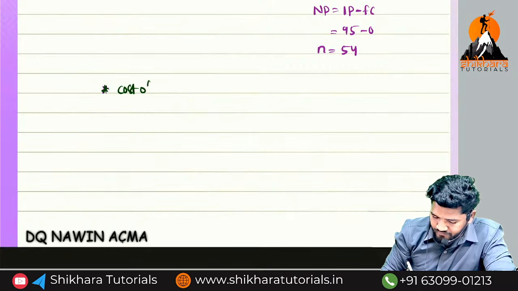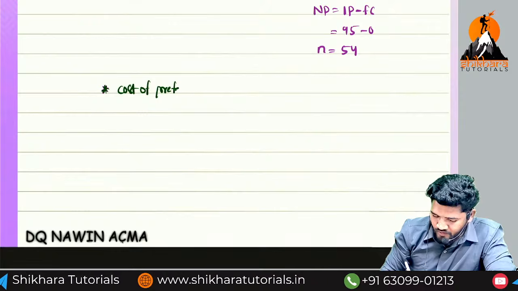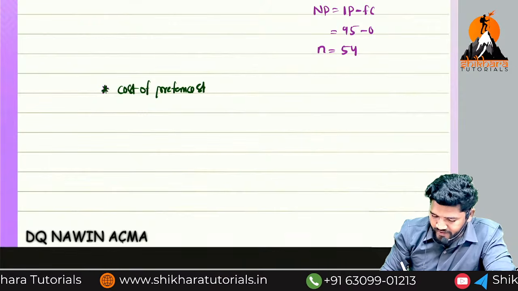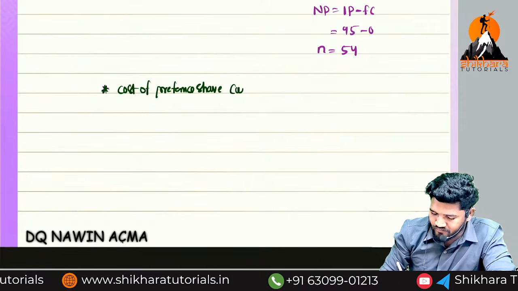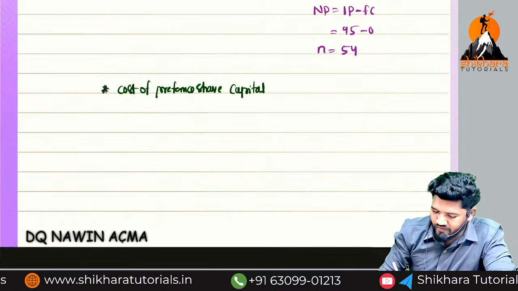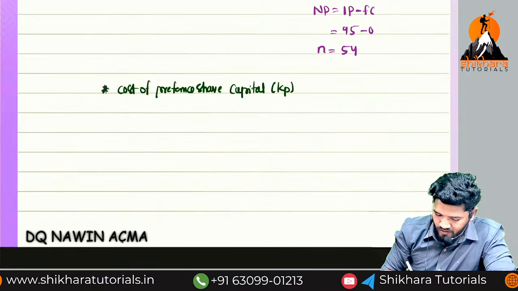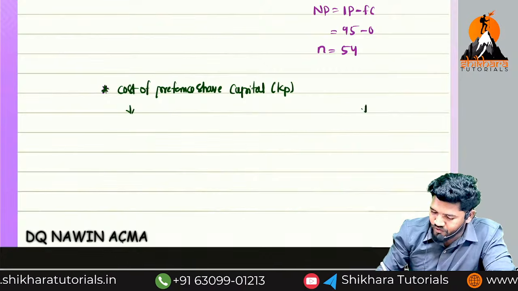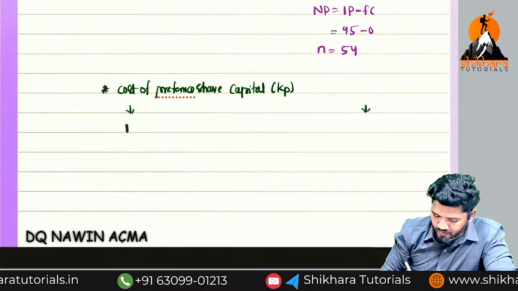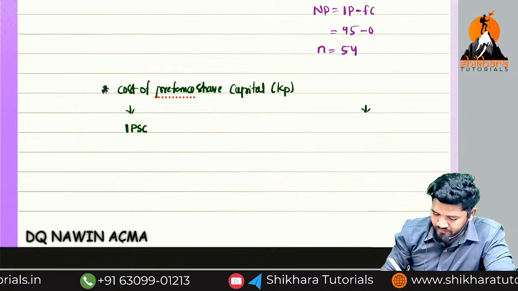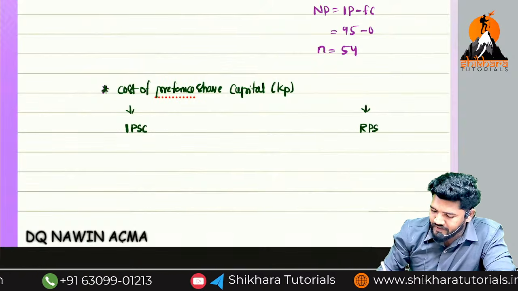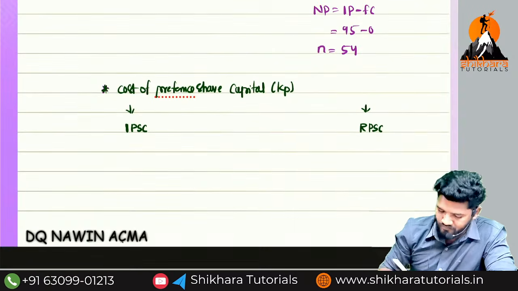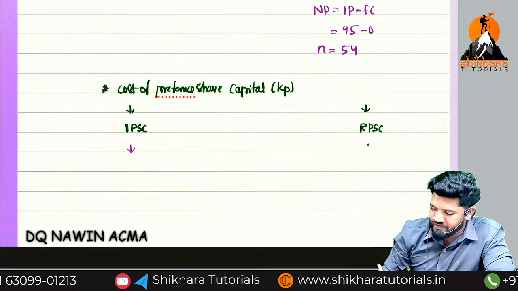Cost of preference share capital, denoted with KP. Here also preference shares are classified into two types: irredeemable preference share capital and redeemable preference share capital. The definitions of irredeemable and redeemable will not change.